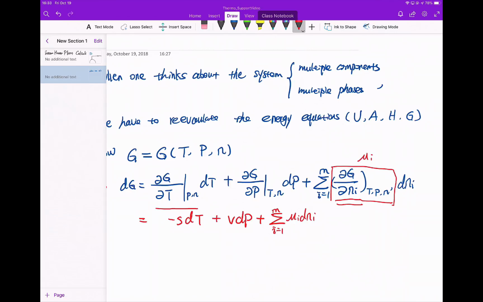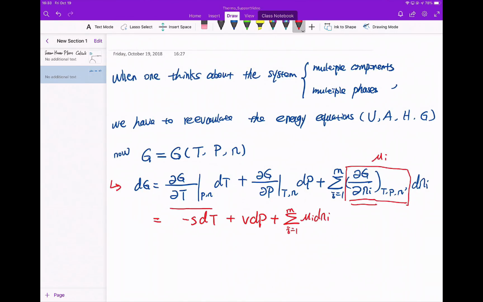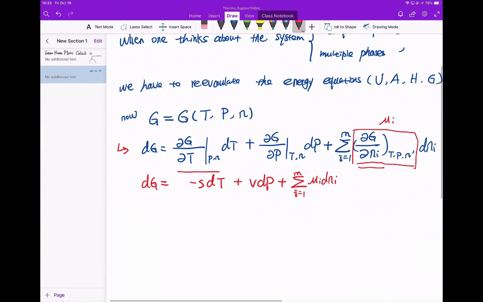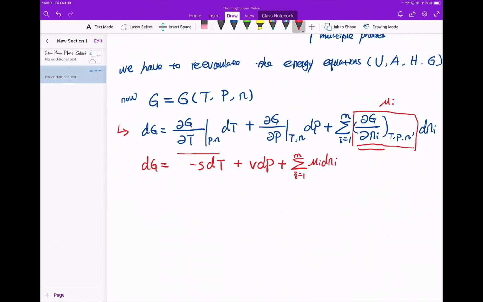Okay, so now you see that this is my dG for a complicated system involving multiple components and multiple phases. This is my new equation for the Gibbs energy. And I hope you still recall that in general I'm going to use all those terms: the negative S dT, V dP, and then mu i dmi.